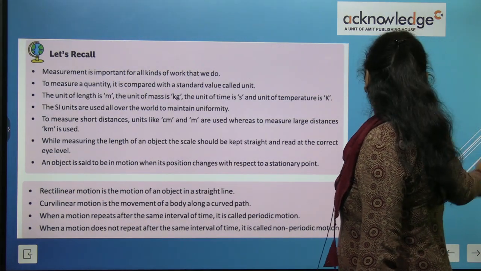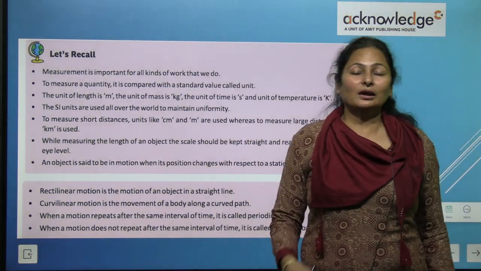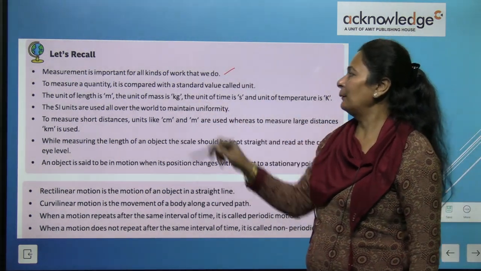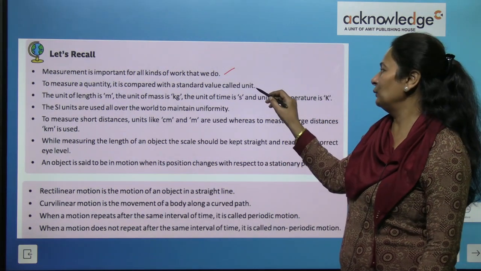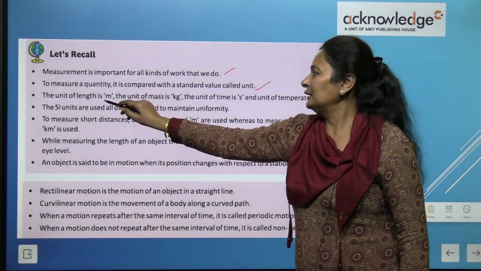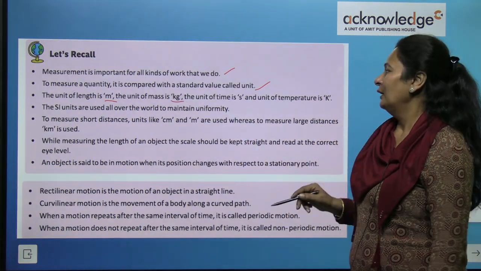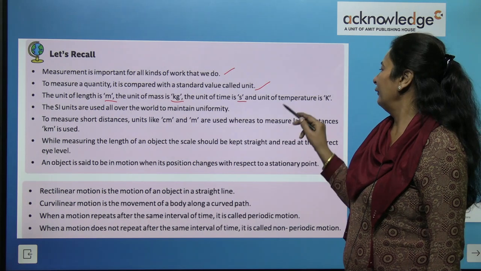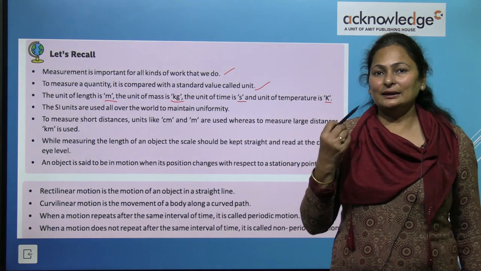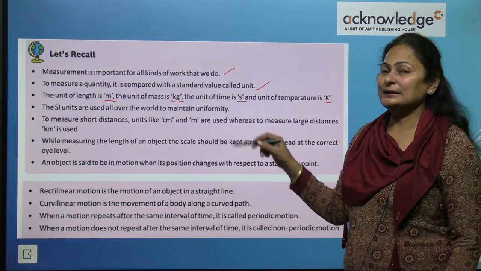So let's recall what we have learned in this chapter. Measurement is very important for all kinds of work that we do, right? To measure a quantity, it is compared with standard values, which are called units. The unit of length is meter, and of mass is kg, kilograms. The unit of time is second, and the unit of temperature is K, kelvin. The SI units are used all over the world.